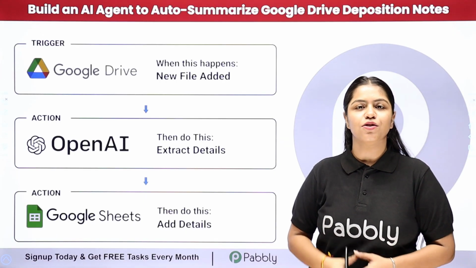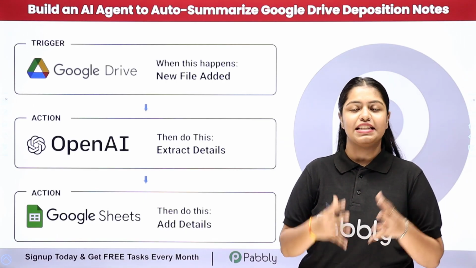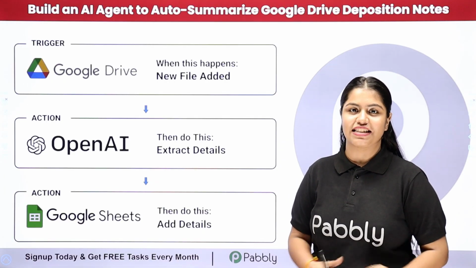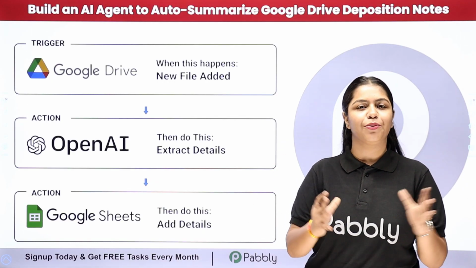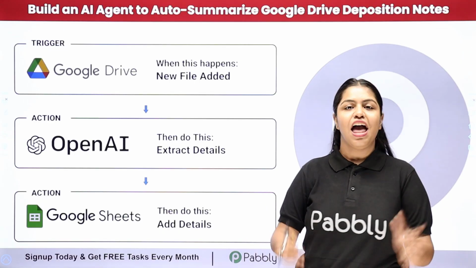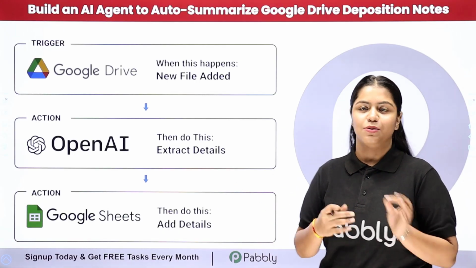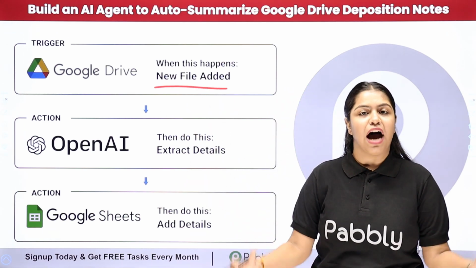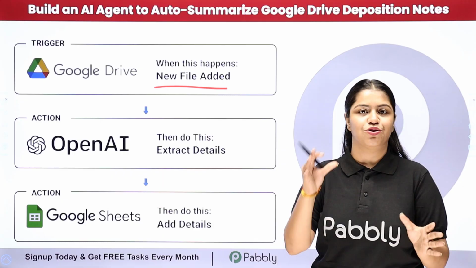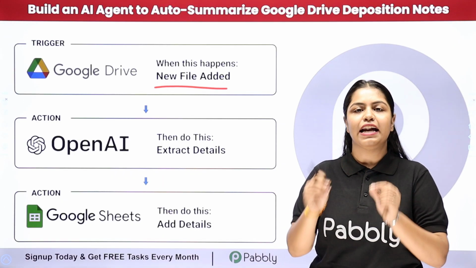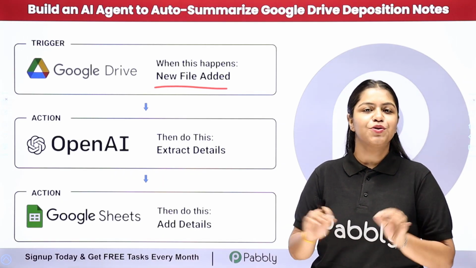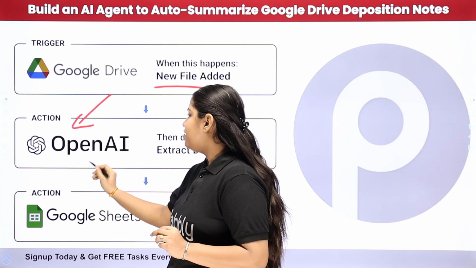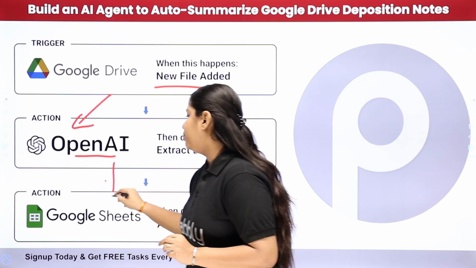So like you, I also used to manually summarize these deposition notes, but this is such a time-consuming and error-prone task. So to solve this problem, I've simply created this amazing automation where, as soon as I add my notes into this Google Drive, automatically my AI agent is going to summarize and extract the details from these notes and add them into a spreadsheet. So to do this, we are simply going to create a connection between Google Drive, my AI agent, which is OpenAI, and then Google Sheets.